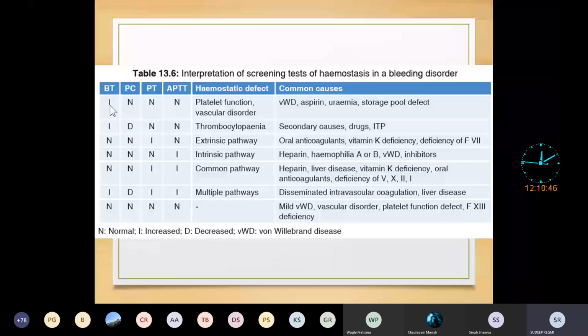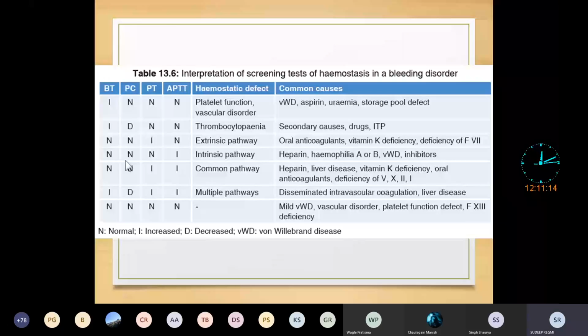Similarly, if there is a increase in bleeding time but decrease in the platelet count, then definitely it is due to thrombocytopenia. Similarly, there are other interpretation which you can go through in this. I will keep it in, upload it. Okay, you can go through this and try to brainstorm.